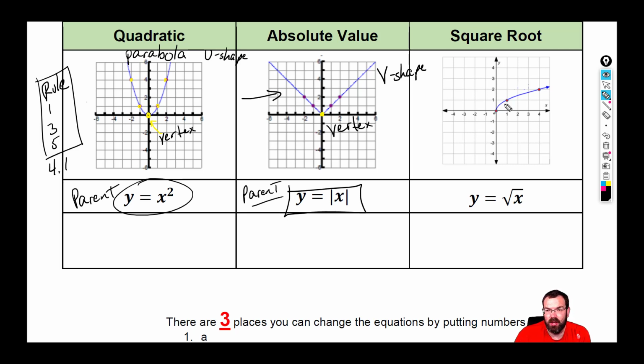The last one that we're going to talk about is our square root function, which is y equals the square root of x. And you can see that this is only one piece, where it starts right here, and then it continues on in that direction.